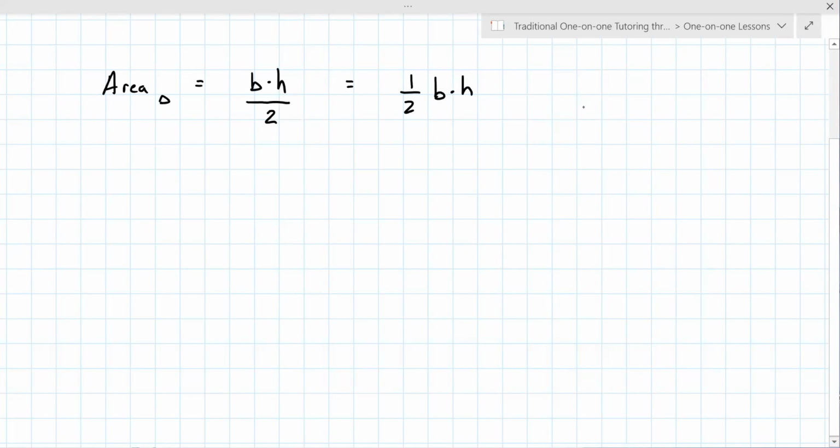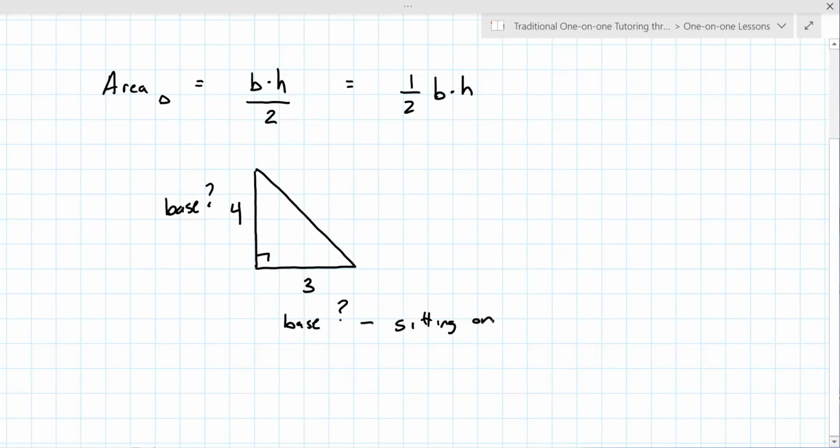Now, one of the things that could be challenging is actually identifying these things. So for example, if I draw a triangle like this, it's a right triangle, base 3, height 4. Is this the base or is this the base? Or does it matter? I don't think it matters, but I think 3 would be the base. So normally the base refers to what it's sitting on. Do you know what I mean by that? Like the one on the bottom. Yeah. So what it's sitting on is this.